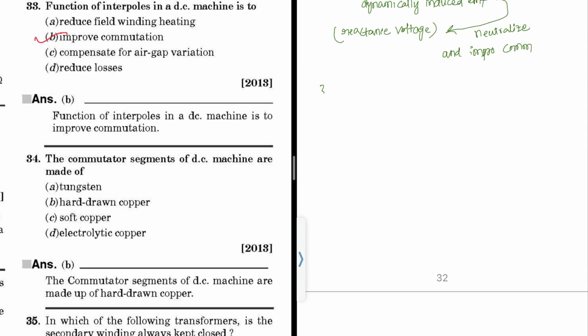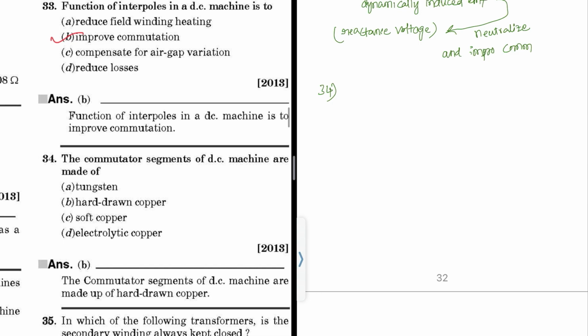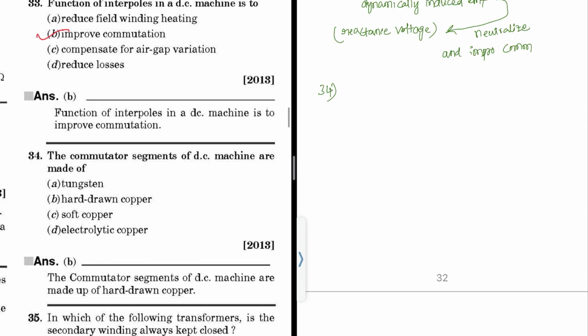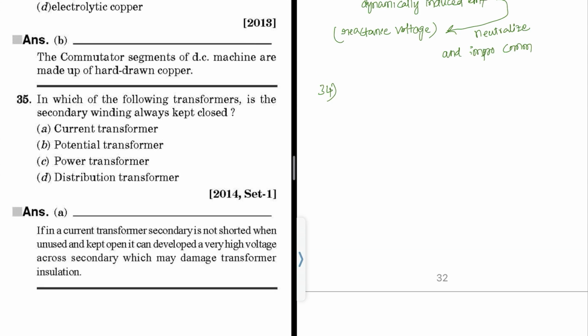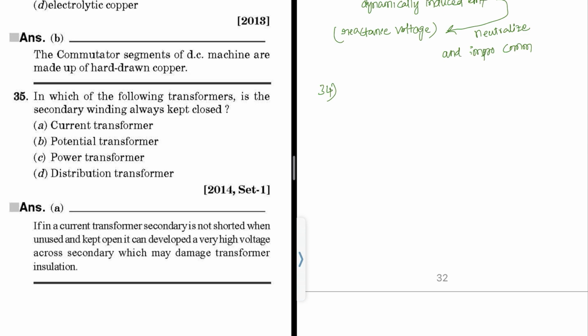So the commutator segments of a DC machine are made up of, this is a direct bit, so no explanation is needed, I think. The commutator segments are made up of hard drawn copper. Brushes, in general, we use carbon brushes. Now coming to the 35th question.